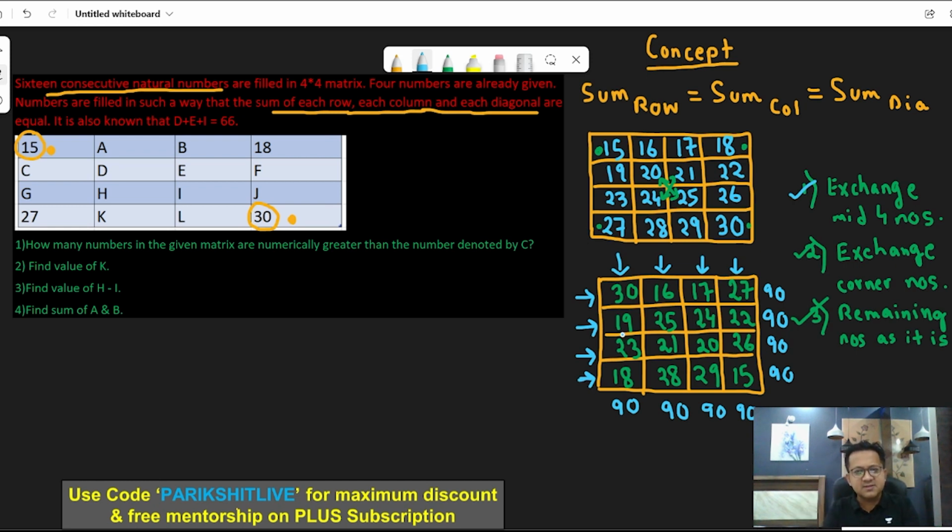What about the diagonals? Can you add them? 30 plus 25, 55. 55 plus 20, 75. 75 plus 15, 90. The first diagonal is 90. What about the second diagonal? 18 plus 21 is 39. 39 plus 24 is 63. 63 plus 27 is again 90. So both diagonals also sum to 90.